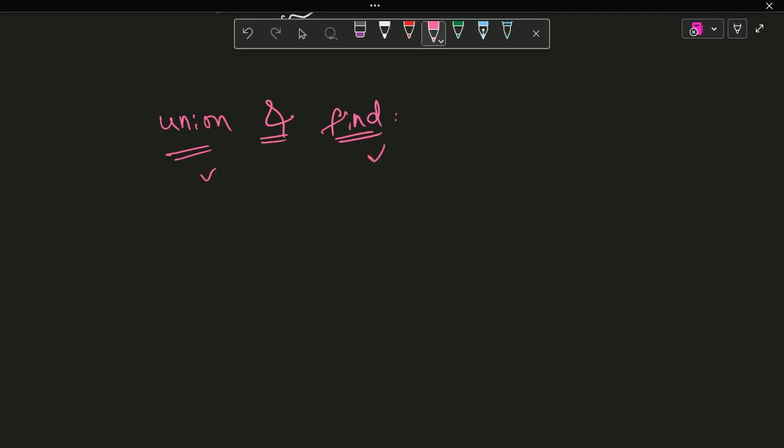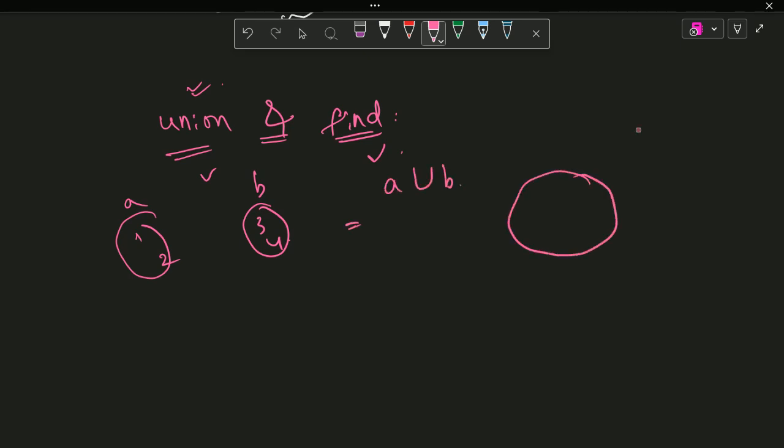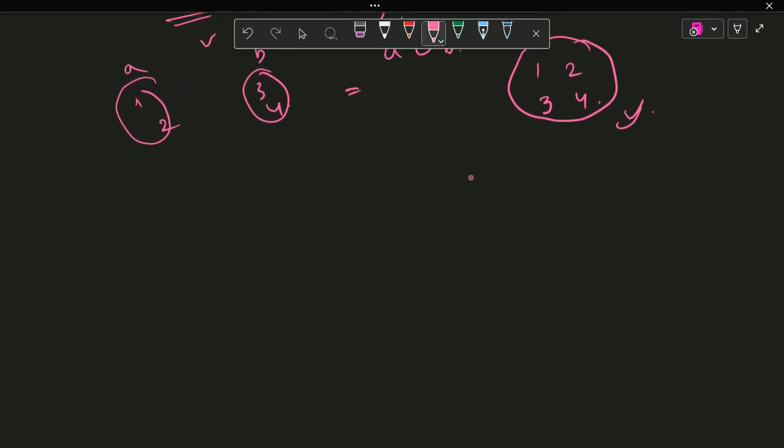What is union and what is find? I hope those who came from a maths background, that is an MPC background, know what union is. Union is, if we have two sets, suppose A and B, then A union B means we mix all the set elements. Suppose we have set A as 1, 2, 3, 4.